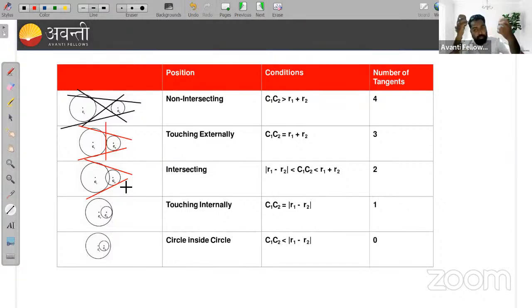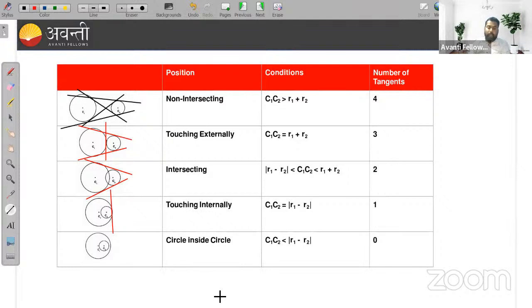Okay, if a circle is lying inside a circle and the inside circle touches the bigger circle, the smaller circle touches the bigger one internally at a single point, in that case the distance between the centers of the circles, or C1C2, is equal to mod of R1 minus R2. And in that case only we can draw one common tangent. This is my one common tangent.